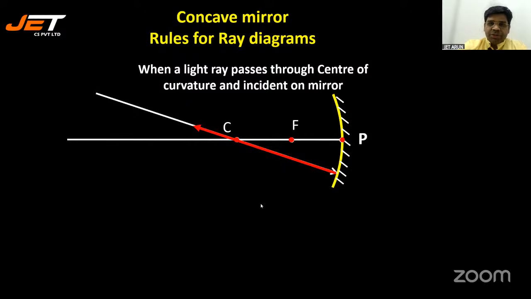All right. So a ray passing through the center of curvature and incident on the mirror will rebound perpendicularly and the reflected ray retraces its path. All right.